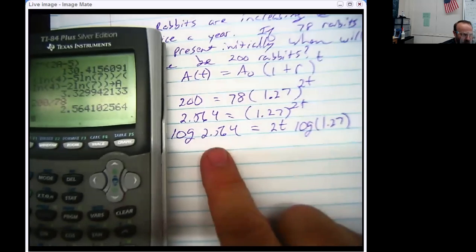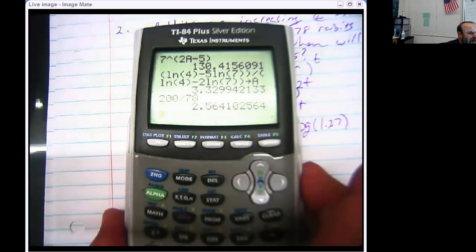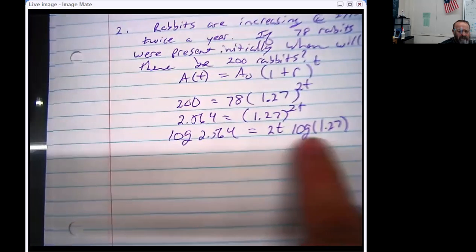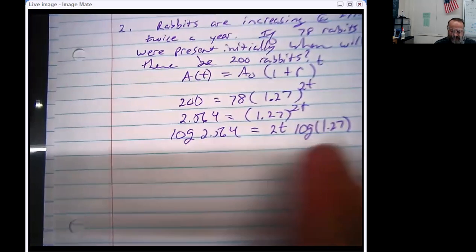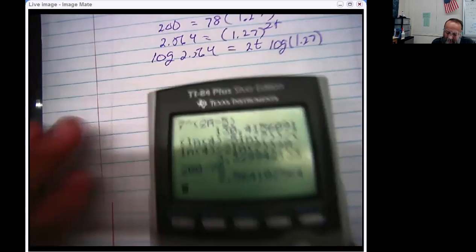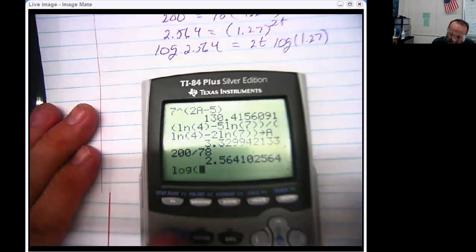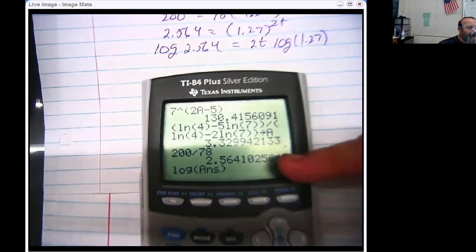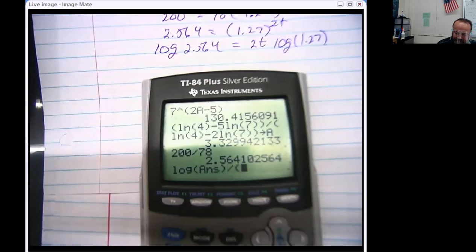So even though I wrote 2.564 here, my calculator still remembers this and I never hit clear. So my answer for t is going to be the log of this 2.564 divided by two of these log 1.27s. So that's what I'm going to do. I'm going to take the log of the answer. Now, ANS, answer, is going to be all of this line right here, and I haven't done anything to round it, have I? Divided by.